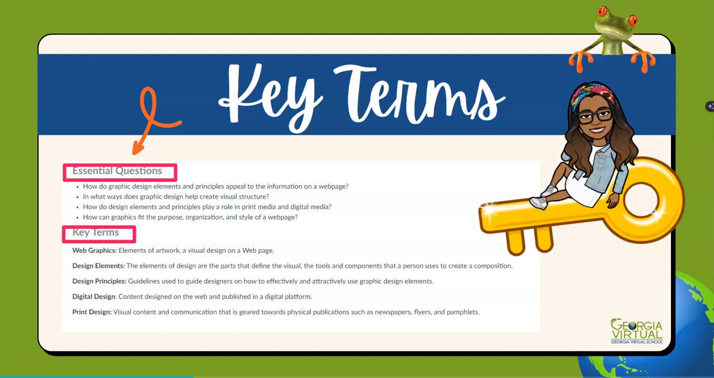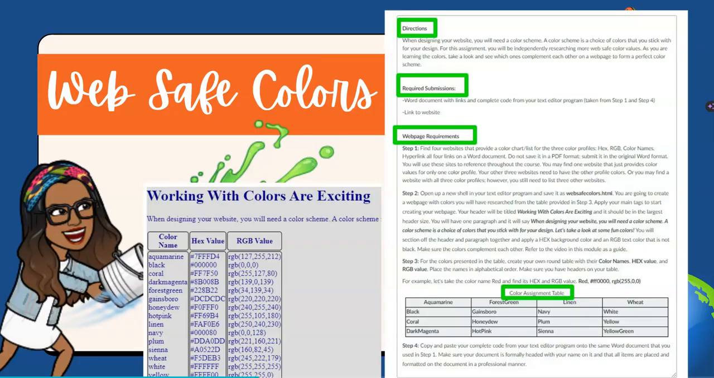Let's take a look at the essential questions and the key terms for this module. Make sure that you know the definition of web graphics, design elements, design principles, digital design, and print design. It's also a good idea to make sure you're able to use these terms in a sentence. By the end of the module, make sure that you're able to answer each one of these essential questions to ensure that you've learned the content that you should be learning.